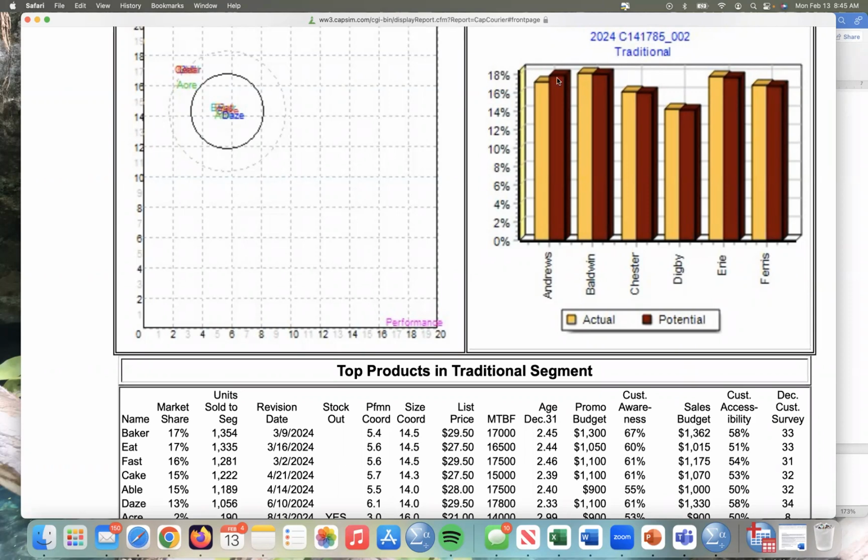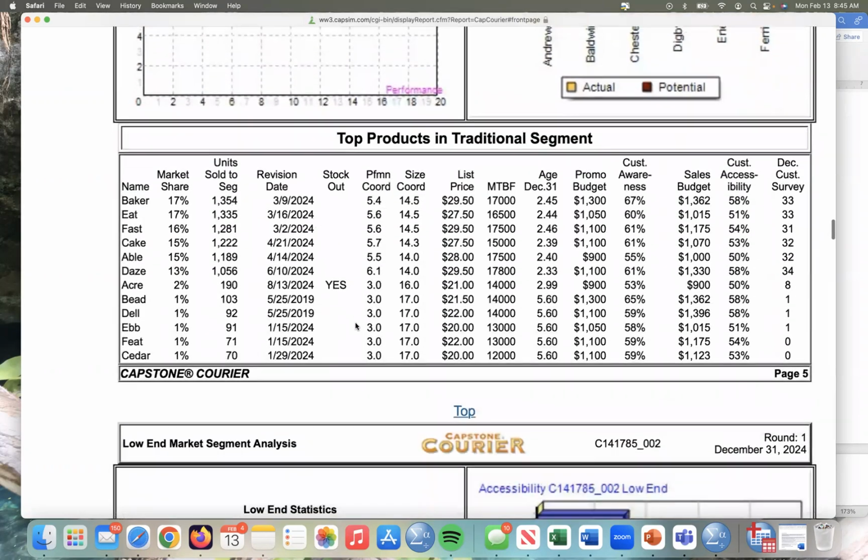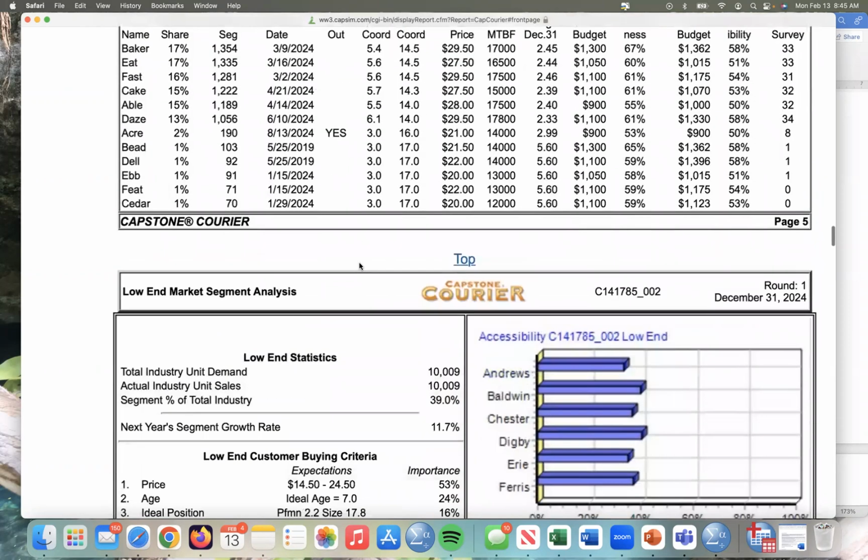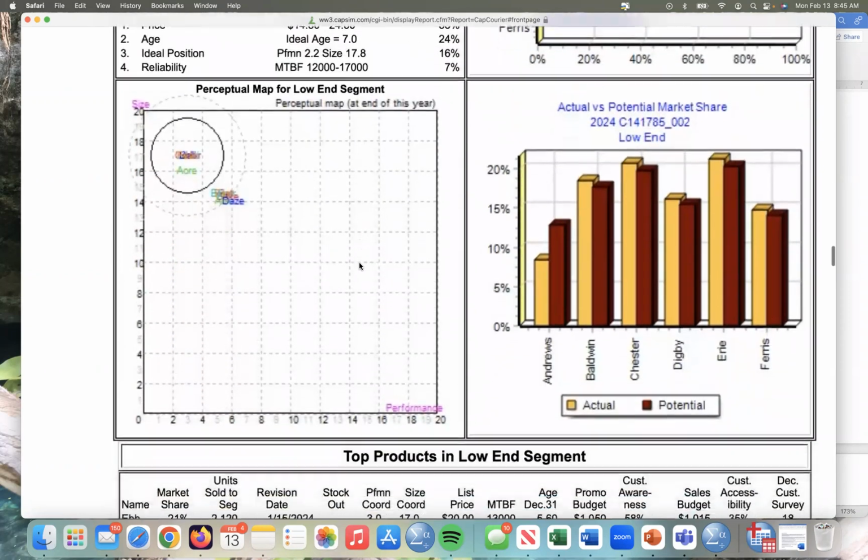So you can see this team was almost the top. They tied for the top seller in the traditional segment with Team Baldwin here. But we didn't come in first or second place because we ran out of stock of the Acre product. So we need to increase the forecast for our Acre product next time when we replay it.